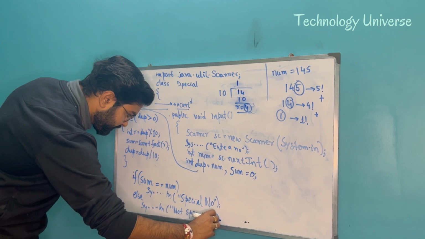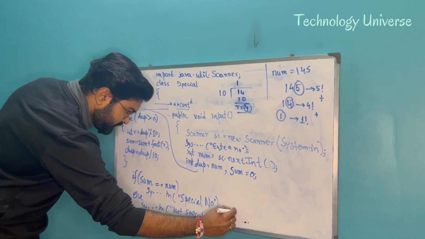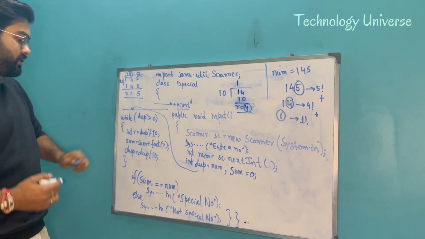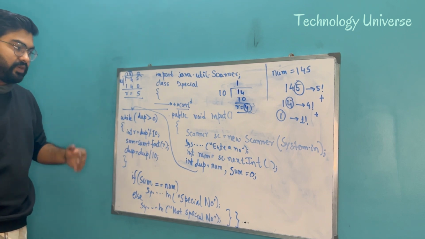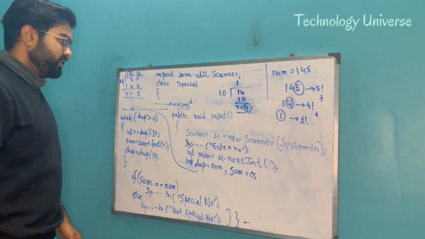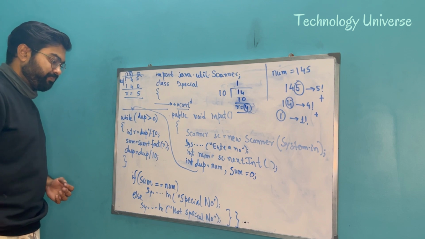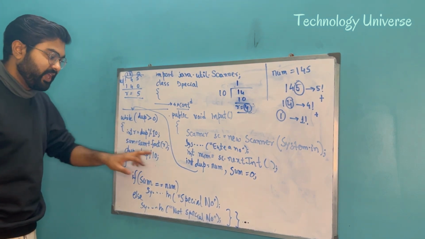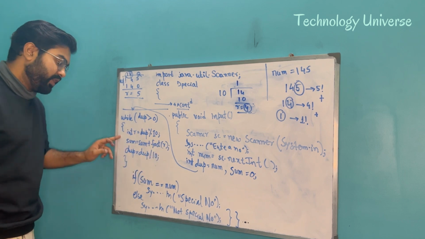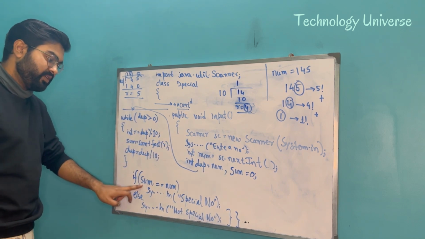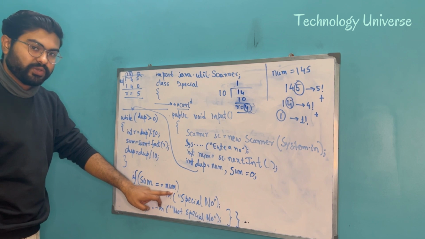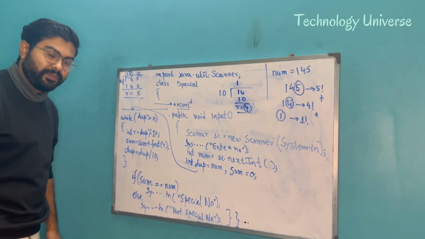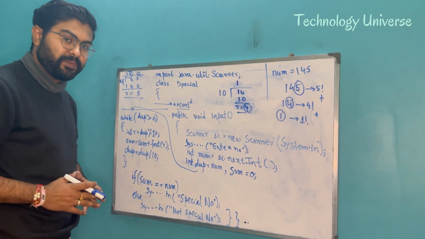Okay. The class and function end here. So this was the program for the special number. We are calculating the sum of the factorial of each digit with the help of a method call, and then we are checking whether that sum is equal to the original number or not. If it is equal, we print special number, otherwise we print not special number.